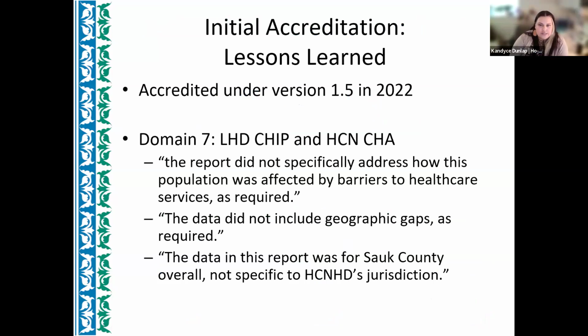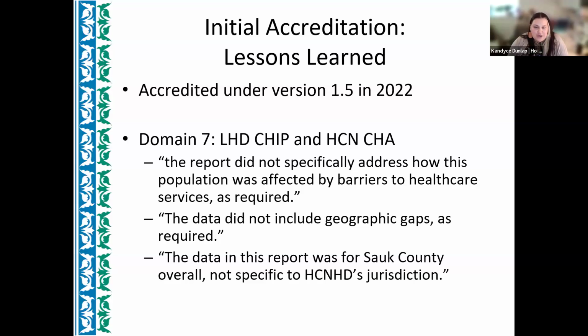Most of the documents that we used were related to a community health improvement plan from a local health department. So we were not the holders of the community health improvement plan. We were a partner in that process with one of the counties that we work with. And then also our own community health assessment. And what we found is it's hard to have perfect documentation.